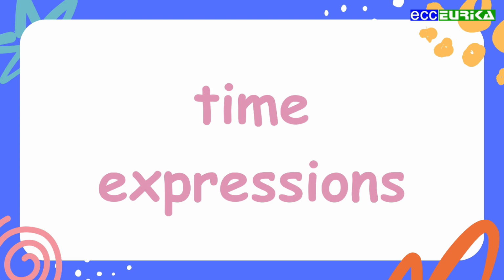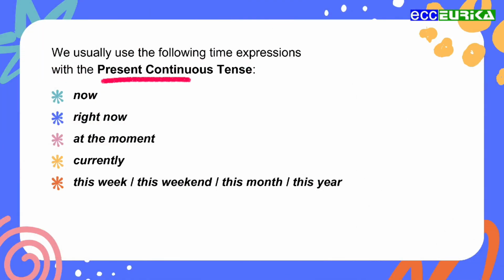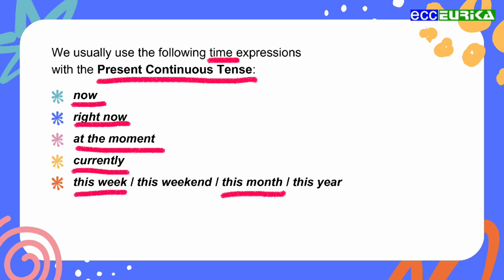Now, let's talk about time expressions. When we use present continuous, we often refer to the present moment or a specific time period. Some common time expressions include now, right now, at the moment, currently, this week, this month, or this year. Nah, waktu-waktu ini membantu kita untuk menunjukkan kapan aksi tersebut sedang berlangsung.